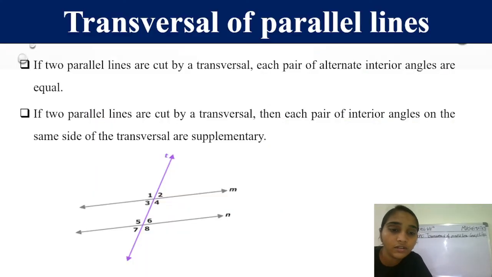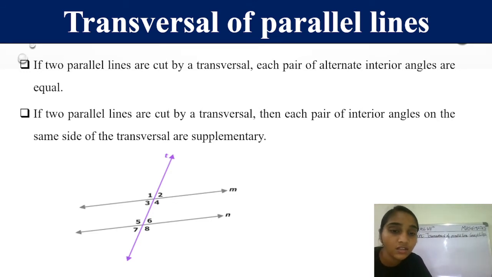Very good students. So let us discuss the transversal of parallel lines. We say that if two parallel lines are cut by a transversal, which we already know, then each pair of alternate interior angles is always equal. And if two lines are parallel and cut by a transversal, each pair of interior angles on the same side of the transversal is supplementary.